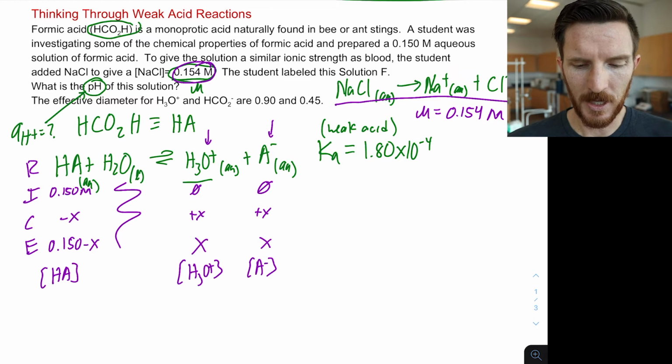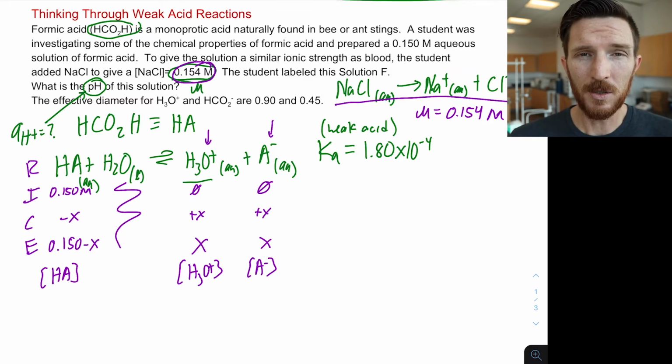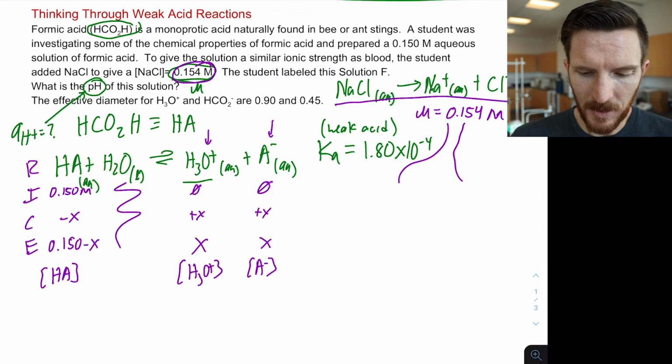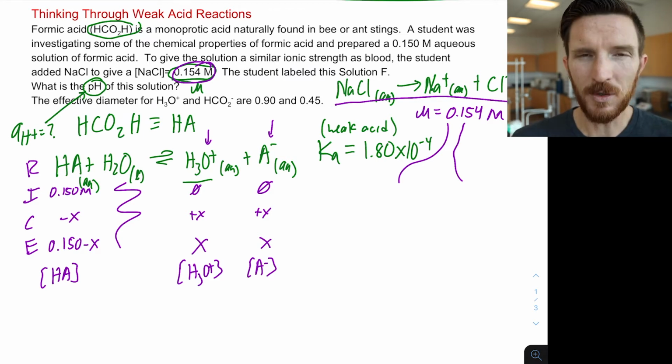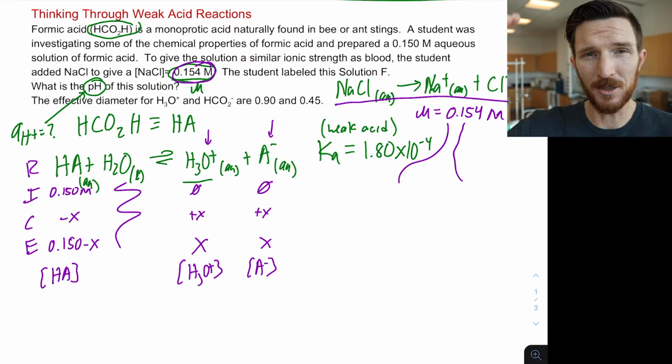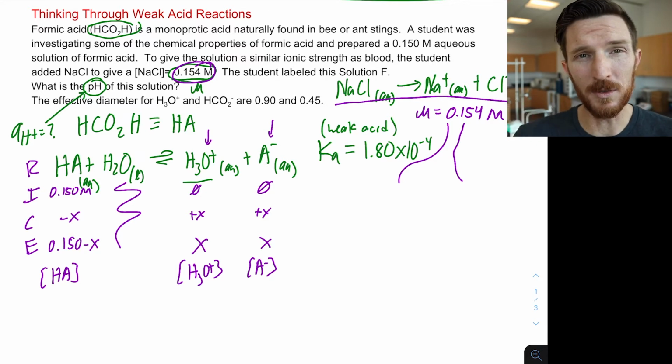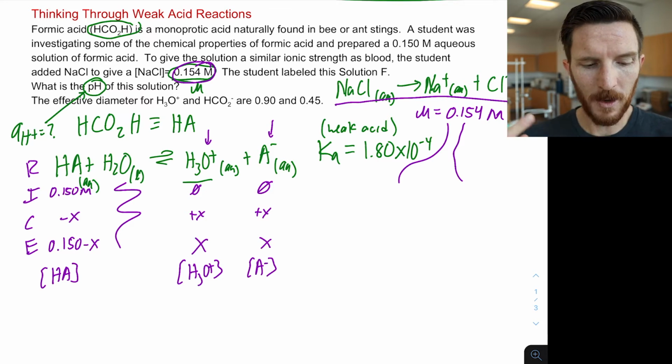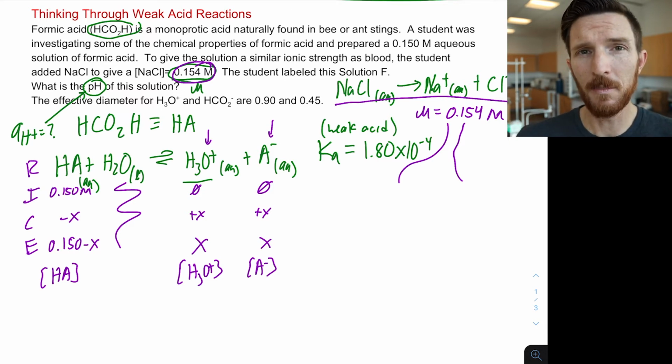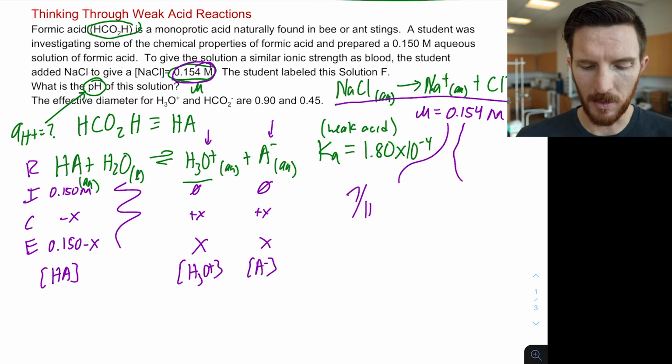All we know is that we have these sodium chloride ions producing a lot of ions, greatly influencing our ionic strength. Now, what does that do to the solution? What does that do to what's part of our equilibrium, the hydronium, the formate ion, and the formic acid? What that's going to do is influence the activity coefficient, right? Because increasing our ionic strength is going to reduce the activity coefficient.